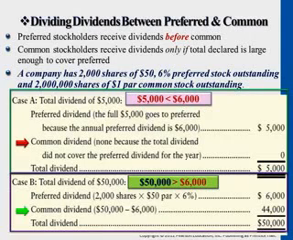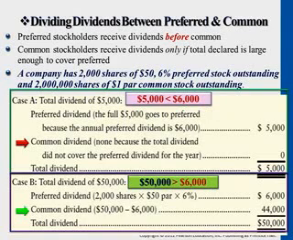Okay, so this is a cumulative case. If there's a missing amount this year that they didn't get, it will carry on to next year. In case the problem specifies the preferred shares as non-cumulative, then that basically means after the first case, preferred shareholders this year only get $5,000. Next year, that missing $1,000 doesn't carry on. Okay, so it's just the opposite of a cumulative case.